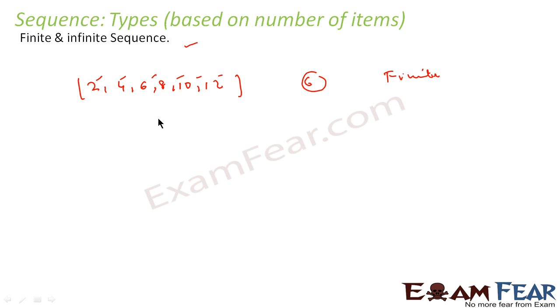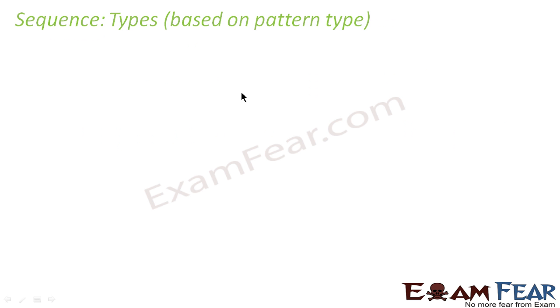In the other case, let's suppose we have the sequence 1, 2, 3, 4, 5, 6, and it goes till infinity. So in that case, the number of elements in this sequence is infinite. So this is an infinite sequence. It's pretty simple. A sequence which has a finite number of elements is called a finite sequence, and a sequence which has an infinite number of elements is called an infinite sequence. Let's learn the sequence based on the pattern types.